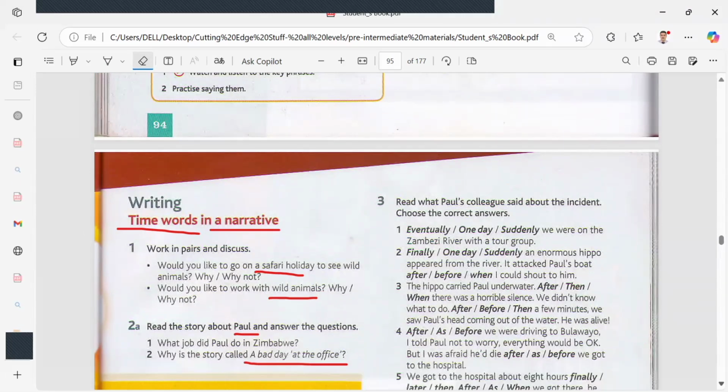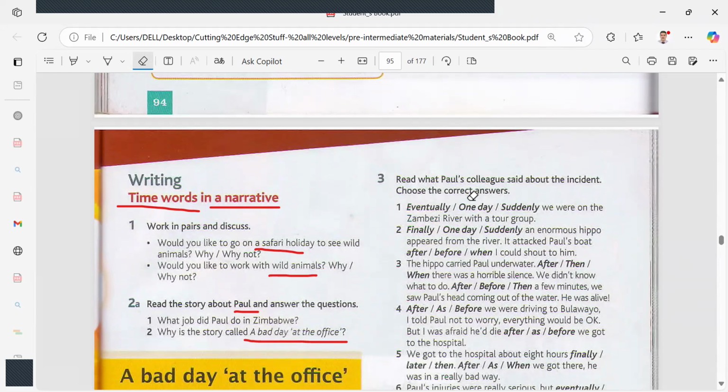The first one: we were on the river one day. We were on the river with a tour group. An enormous hippo appeared suddenly. It attacked Paul's boat before I could shout to him.